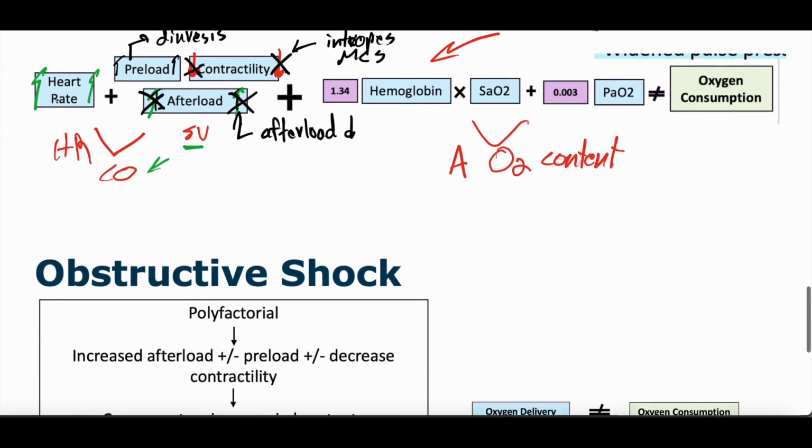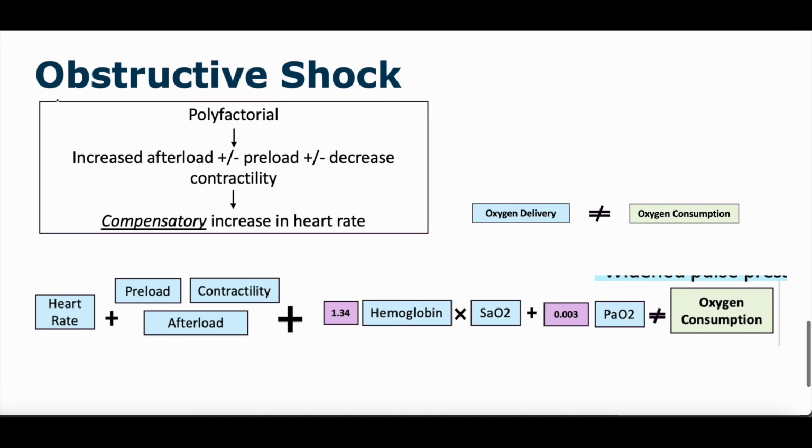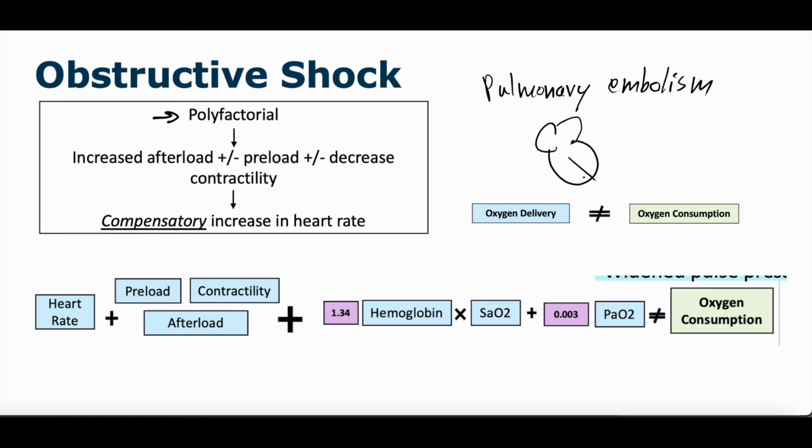Last but not least, obstructive shock. So obstructive shock is very polyfactorial. Fun word that I wrote. So the causes of obstructive shock are anything that causes obstruction to forward flow. So the big thing is a pulmonary embolism. All right, so pulmonary embolism, if we draw a heart, right atrium, left atrium, right ventricle, left ventricle.